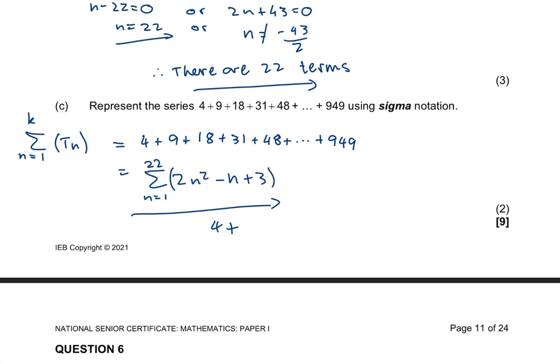Then we have 2 times 2 squared, which is 2 times 4, which is 8, and then 8 minus 2 is 6, and then 6 plus 3 is 9. And then we take n is equal to 3, and you'll end up getting 18. And you do that all the way until you get to the index n is equal to 22, which will output the number 949. So as you can see, it's an equivalent way of writing your series.